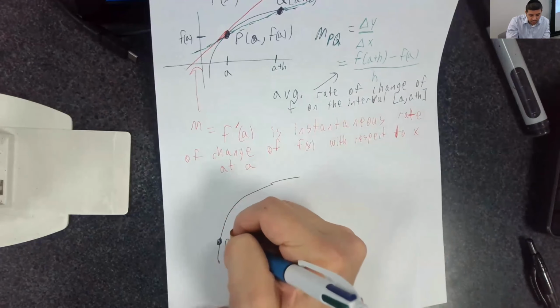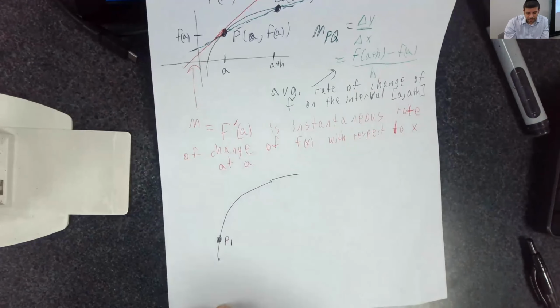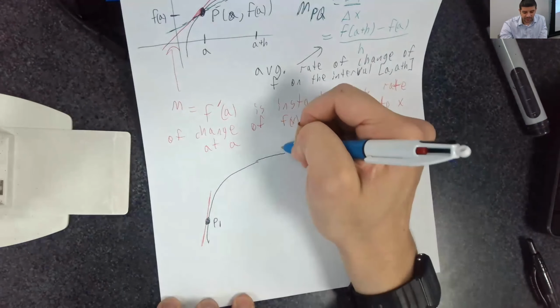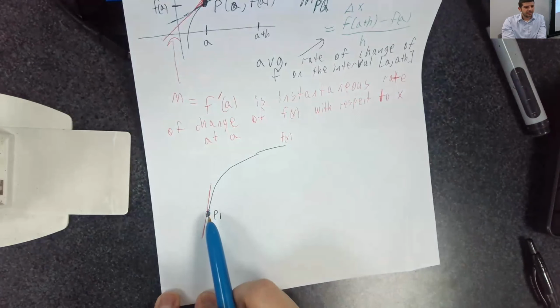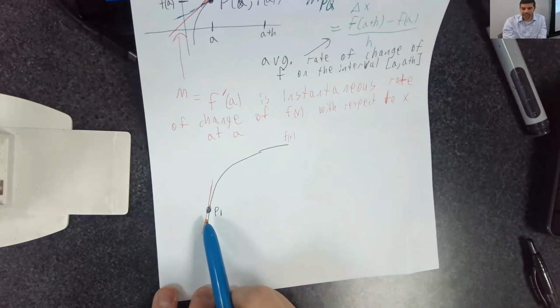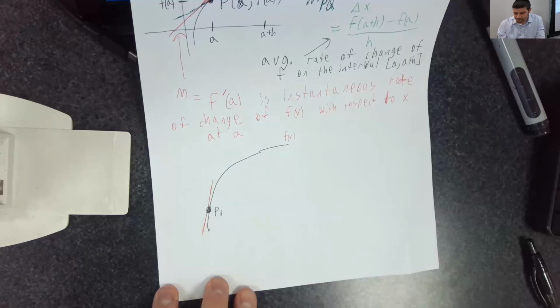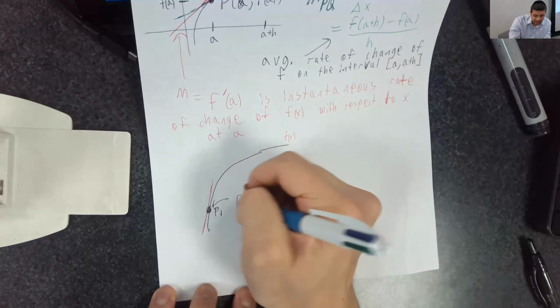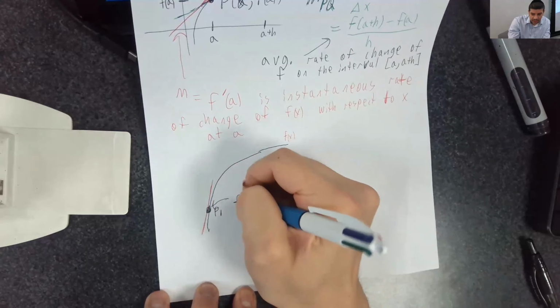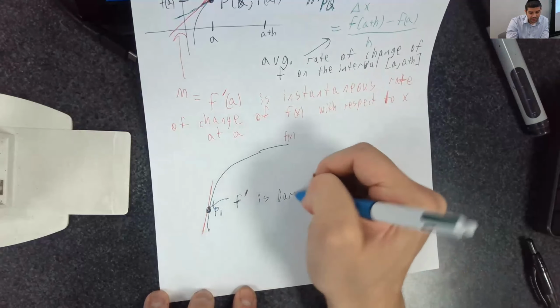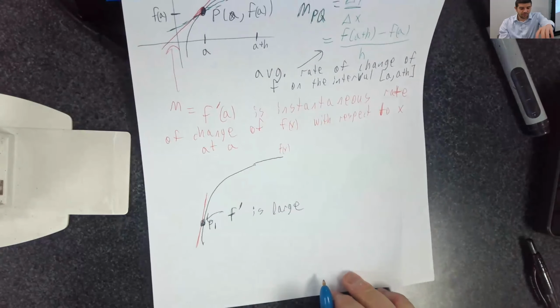Right. If I look at this point, and this is our function f of x. Is the rate of change positive or negative? Right, what's the slope? Positive or negative slope? Right, positive. That means that the function is increasing. So the way we would say it is f prime over there, the slope of this graph is large.